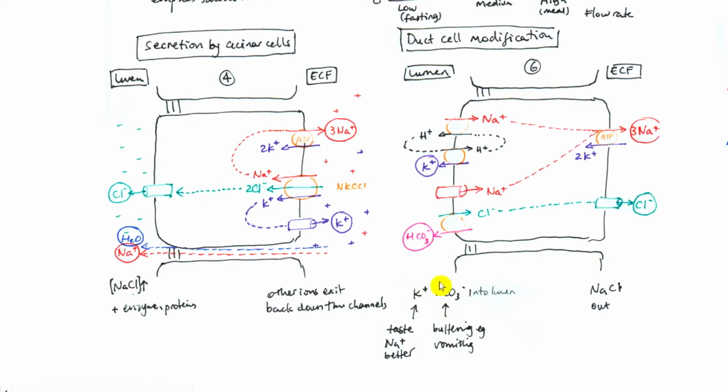Why do we need to do this? Well, some people say that exchanging potassium for sodium makes us taste sodium better, and we need sodium to survive, so it's maybe an evolutionary trait. Whereas increasing the bicarbonate levels in the lumen is helpful because it buffers the saliva, and it can act as a buffer if we're, for example, vomiting and acid gets into our mouth.